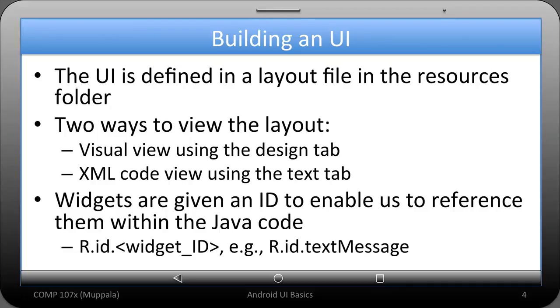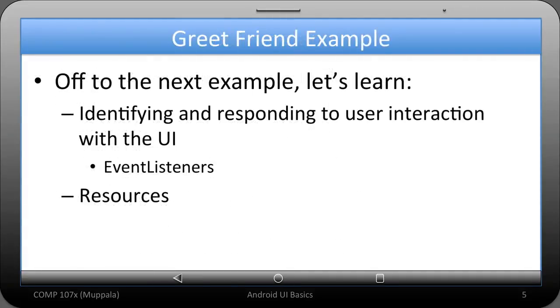Inside the XML representation, we see that the widgets have been given IDs. Like, for example, the text view has been given an ID as textMessage. The reason for giving IDs to these widgets is so that we can reference them within the Java code. For example, the text view being referenced as R.id.textMessage. That completes our discussion on building the user interface.